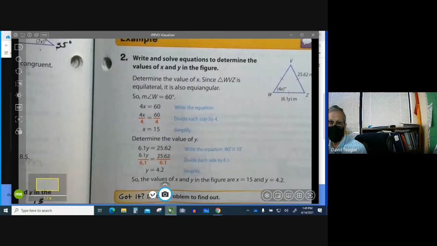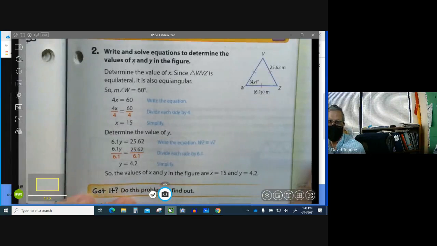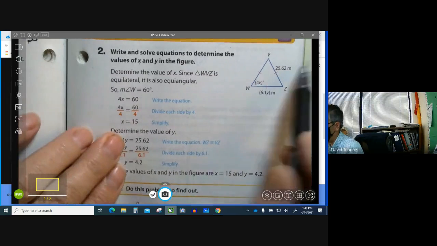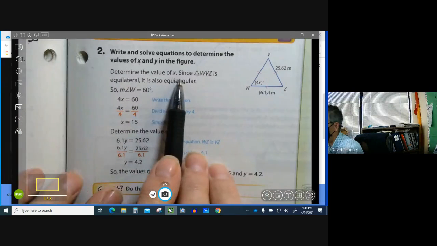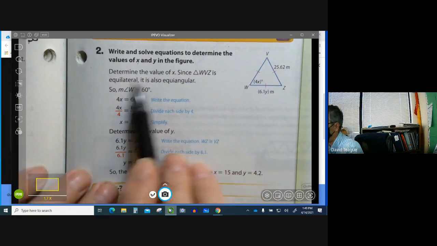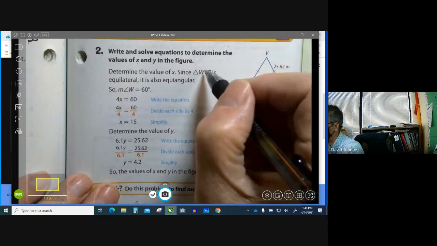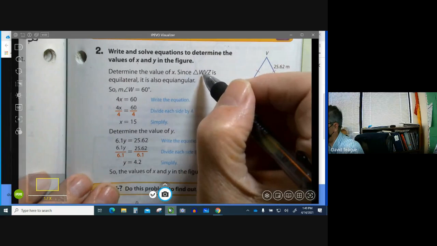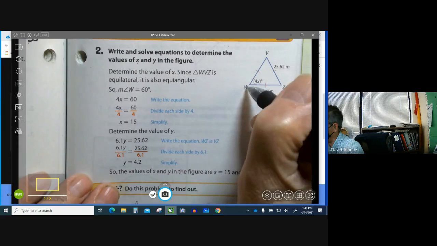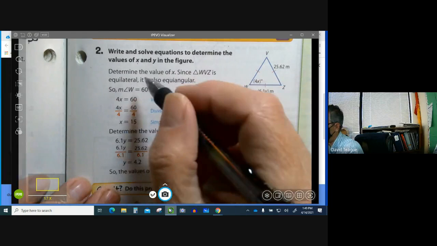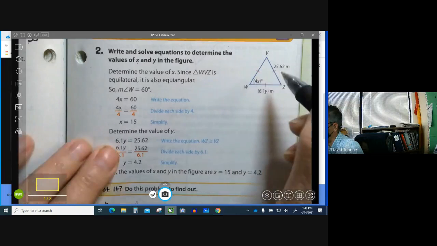Okay, so let's look at 2. Write and solve equations to determine the values of x and y in the figure. Here we're just taking an equilateral triangle, doing the same thing we did over here. Determine the value of x. See how they have this little triangle symbol, WVZ? That's how they get the name of this. It is equilateral, and it is also equiangular.